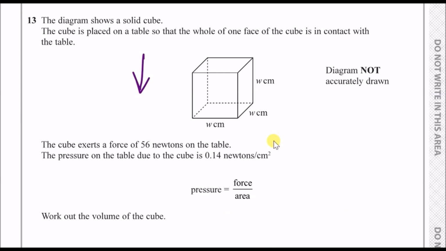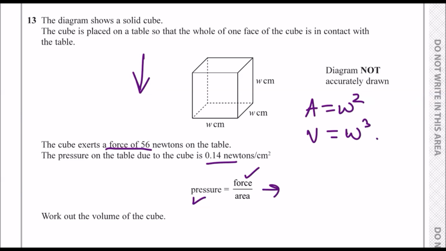So first things first, we know that the pressure itself is 0.14. The force is 56, so that's these two covered. So we can work out the area, and the area is basically base times height. In other words, W times W, which is W squared. So I can write that down here. And the volume itself is base times height times width, so W times W times W, which is W cubed. Now, essentially, we just need to find what W is.